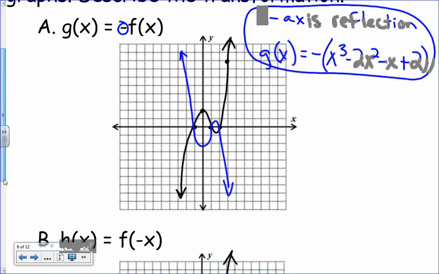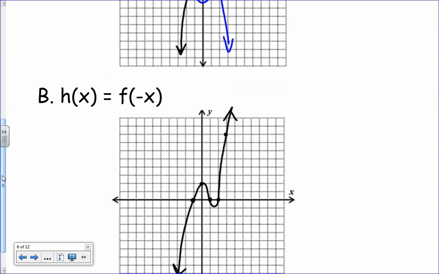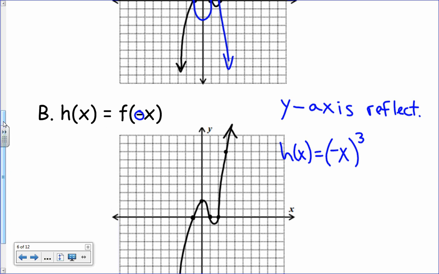All right. Down here, listen up, guys. That negative is inside. So now I have a y-axis reflection. If I'm plugging stuff in here, I'm going to put that negative x in for all my letters. So I would have negative x cubed minus 2 times negative x squared.